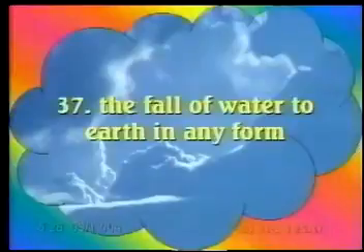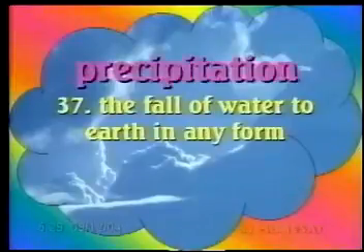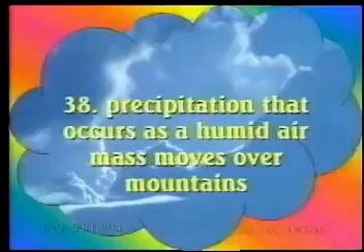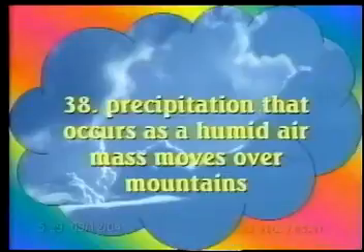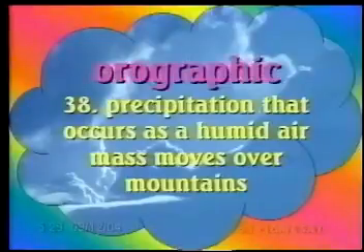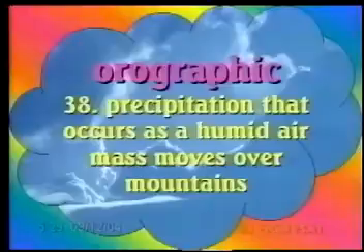37, the fall of water to the earth in any form. Precipitation. Number 38, precipitation that occurs as a humid air mass moves over mountains. A humid air mass moves over mountains. That is our orographic precipitation.